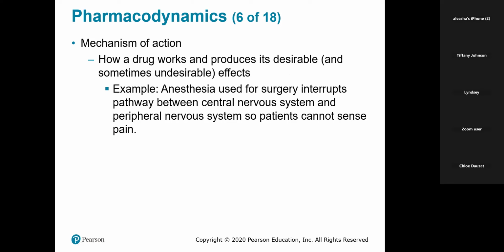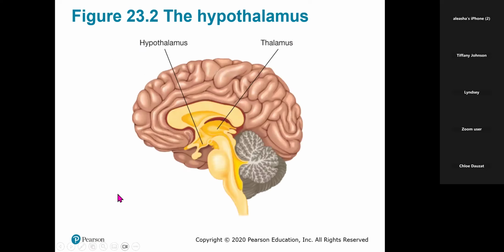Next, we're going to look at mechanism of action. This is looking at how a drug works and produces its desirable and sometimes undesirable effects. So an example here would be anesthesia, which is used for surgery. It interrupts the pathway between the central nervous system and the peripheral nervous system, so patients can't actually sense any pain.